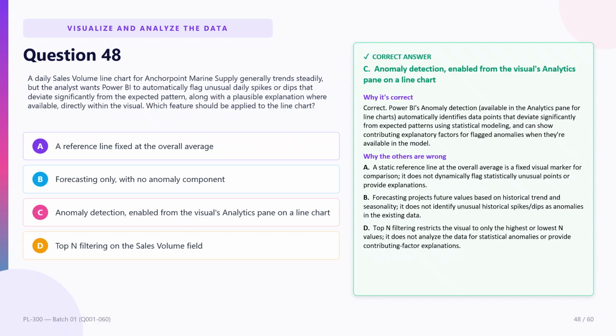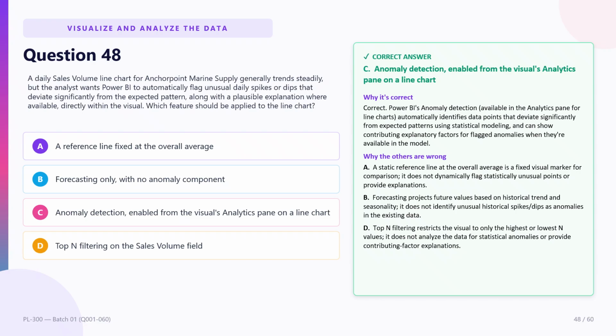The correct answer is C. Anomaly detection, enabled from the visual's analytics pane on a line chart. Here's why. Power BI's anomaly detection, available in the analytics pane for line charts, automatically identifies data points that deviate significantly from expected patterns using statistical modeling and can show contributing explanatory factors for flagged anomalies when they're available in the model.